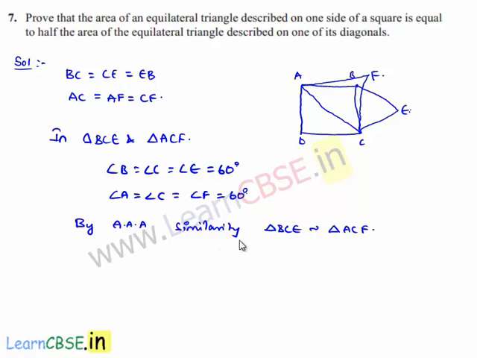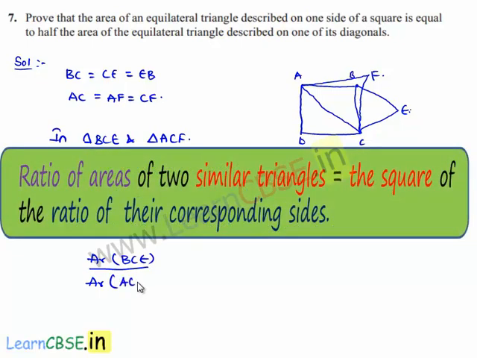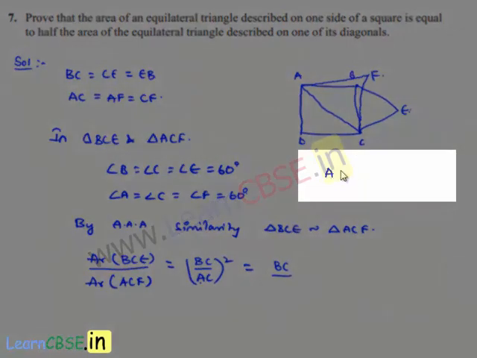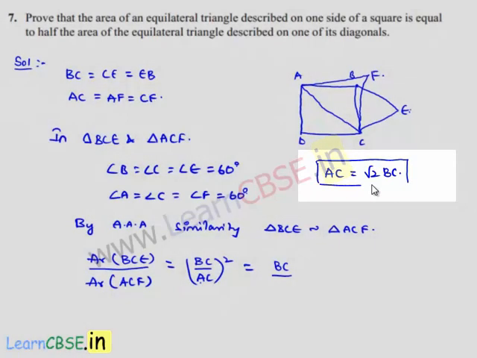As two triangles are similar, let us consider the ratio of the area of triangles, that is area of triangle BCE divided by area of triangle ACF. We know that when two triangles are similar, then the ratio of their areas will be equal to the square of the ratio of their sides, that is (BC by AC) whole square, which is equal to BC by, we know that the diagonal of a square is nothing but root 2 times its side. So we can say AC is equal to root 2 times BC.